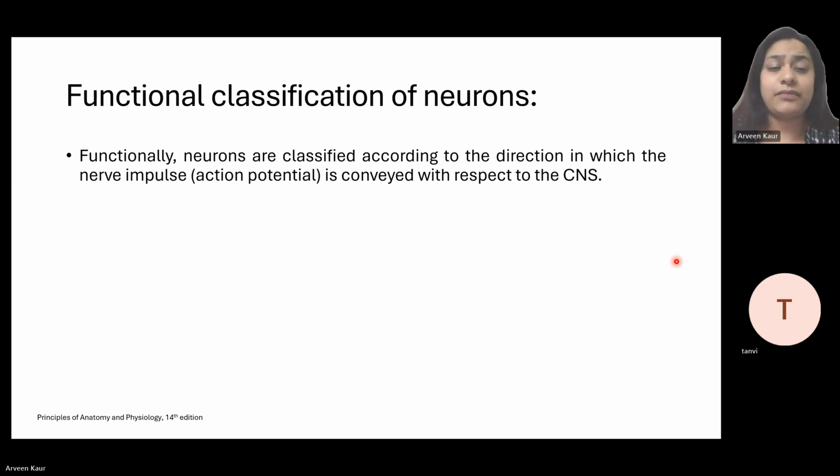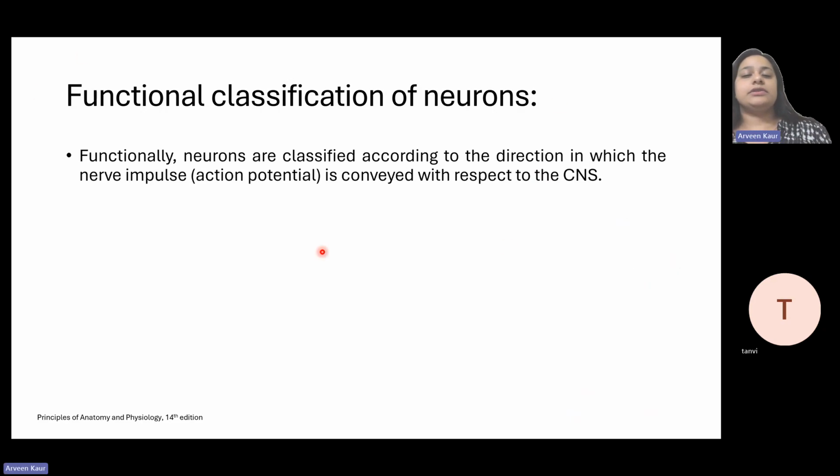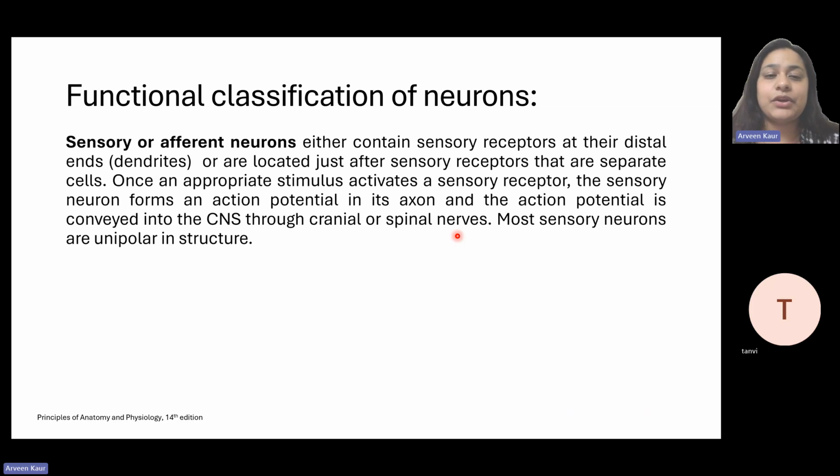Okay. Now that we are done with the structural classification of the neuron, there is also a functional classification. What will be the functional classification? It will be classified according to the direction in which the nerve impulse or the action potential is conveyed with respect to the central nervous system, right? So there are three kinds of functional classification. The first is the sensory or afferent neurons, right? So what does it mean?